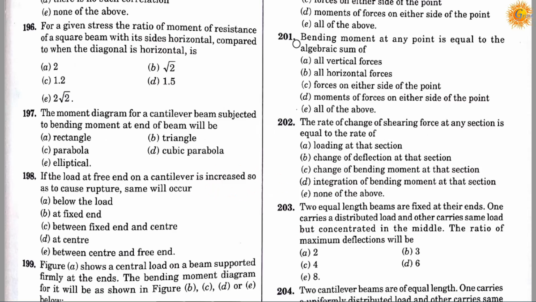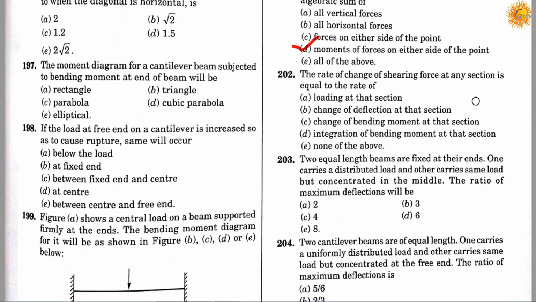Question number 201. Bending moment at any point is equal to the algebraic sum of option A, all vertical forces, option B, all horizontal forces, option C, forces on either side of the point, option D, moment of forces on either side of the point, option E, all of the above. Correct answer is D. It will be moment of forces on either side of the point.